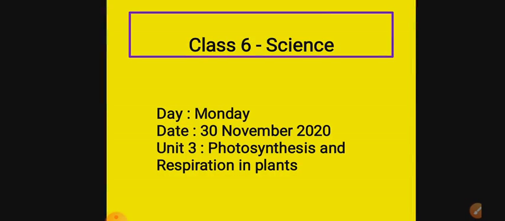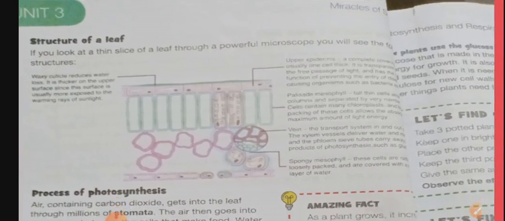Dear students, we are reading our Unit 3, Photosynthesis and Respiration in Plants. Please open your books, page number 32. Take out your pencils or your highlighters and start underlining your lesson. The first topic that we are going to discuss today is the structure of the leaf.